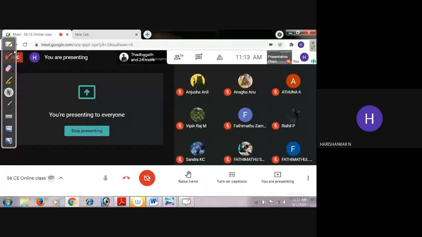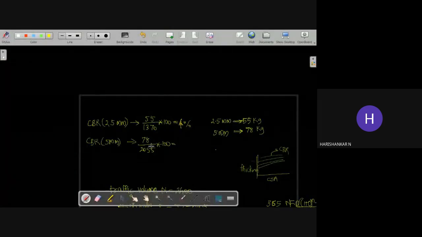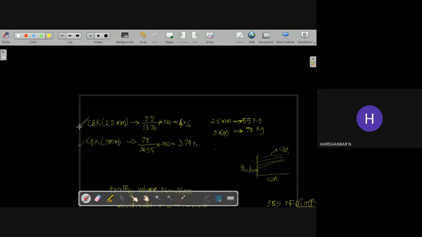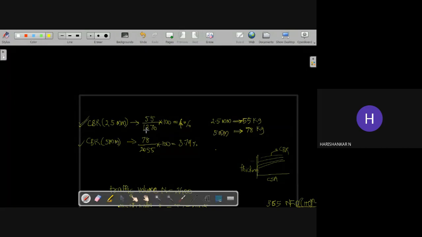Okay, 4% you are getting for 2.5 mm penetration and 3.79 for this 5 mm penetration. So here you can see that our test is okay because we are getting a larger value of 4% for the 2.5 mm penetration. So we can take it as the CBR value. Okay, so our CBR value is 4%. Okay, so substitute it.